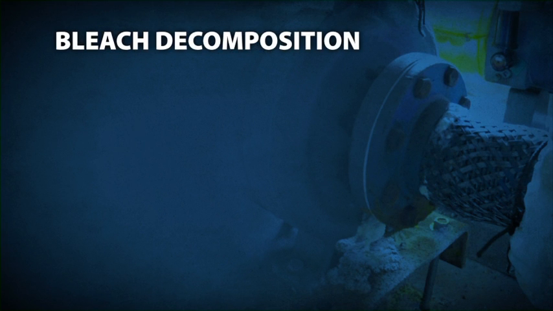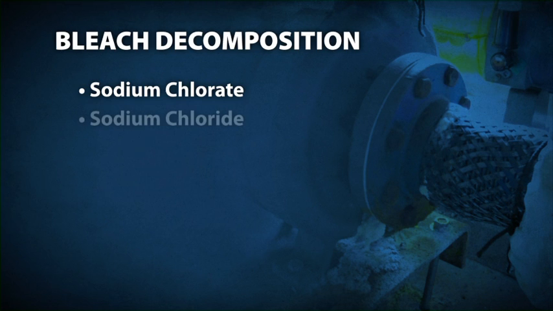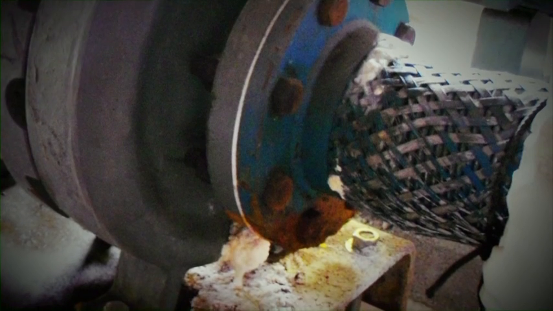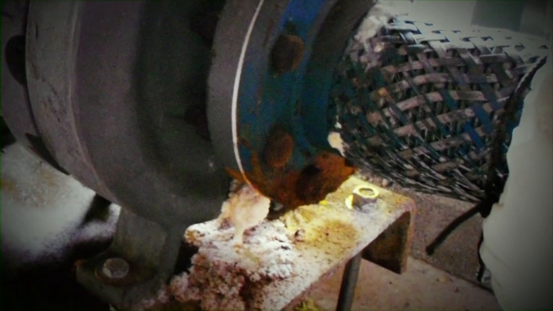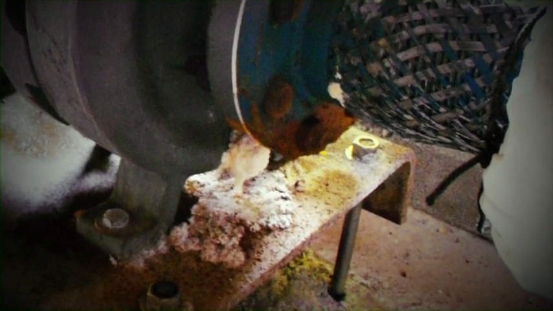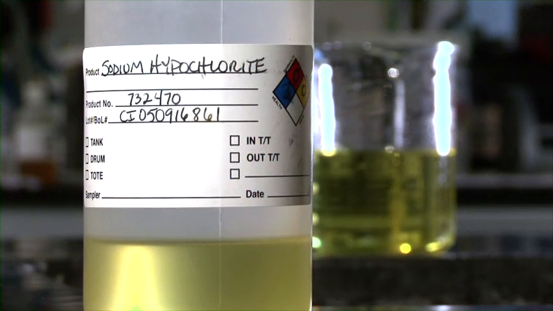Normal decomposition products are sodium chlorate, sodium chloride, oxygen, and water. The decomposition products can also be hazardous. Sodium chlorate that may be present as a dry white powder around pump seals when bleach is leaked and dried can be shock sensitive. The stability or shelf life of sodium hypochlorite is greatly influenced by the following: concentration.